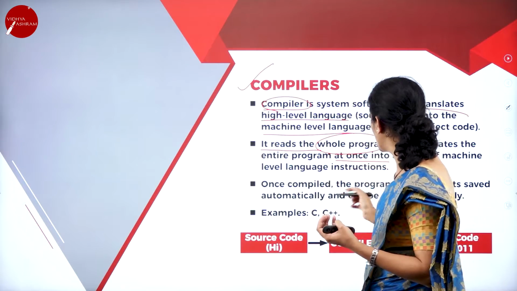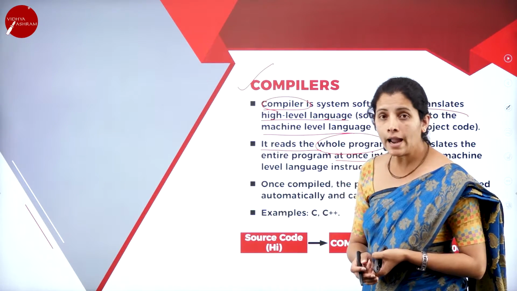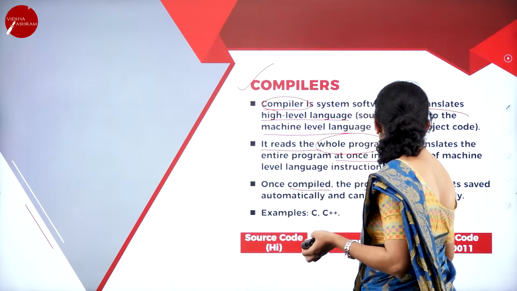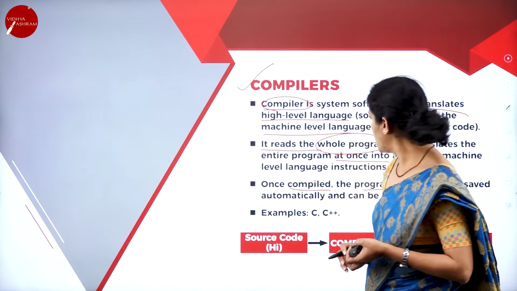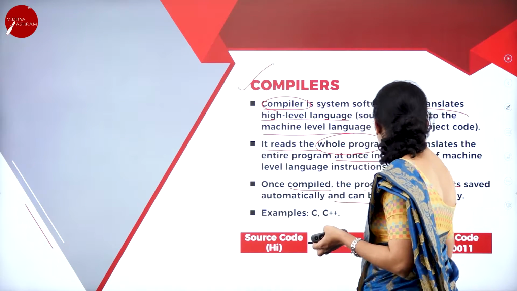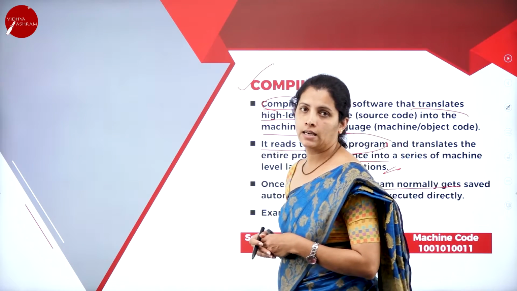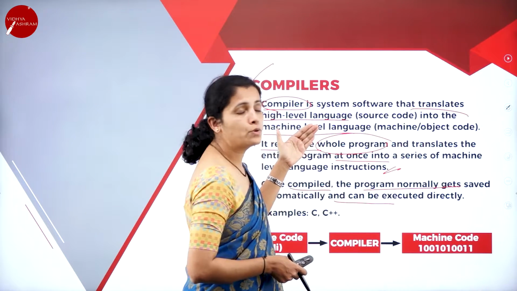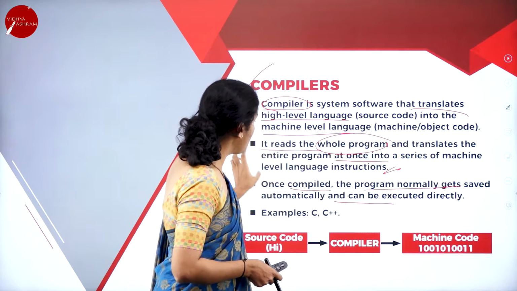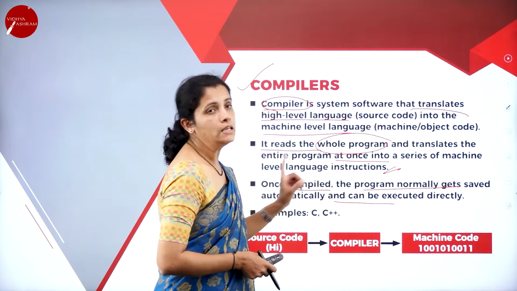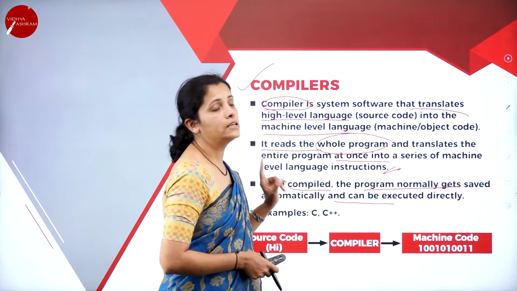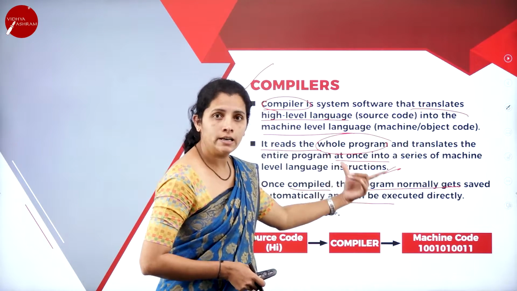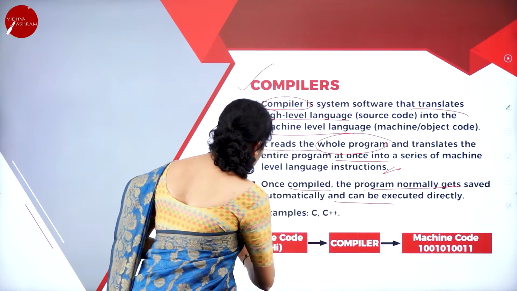machine level language instructions. And once the program is compiled, the program normally gets saved automatically and can be executed directly. That means once the high level language programs are compiled, after that it is automatically saved in the memory and it is automatically executed, or it is executed directly. And this is the example.